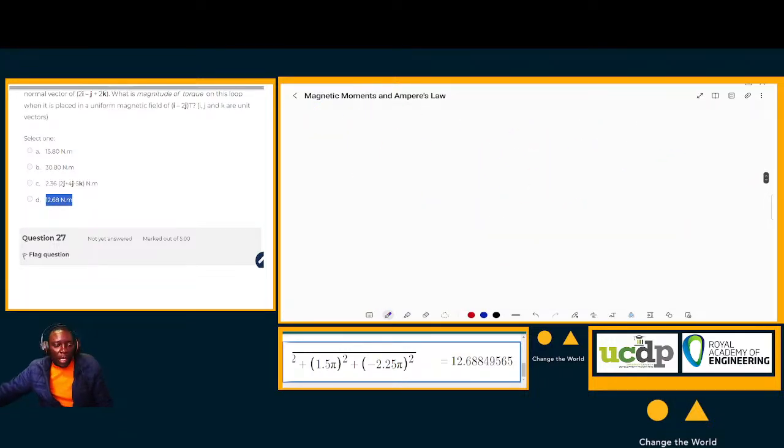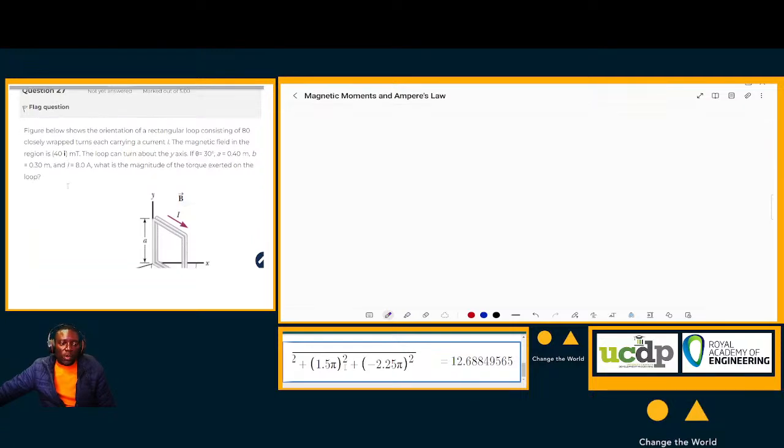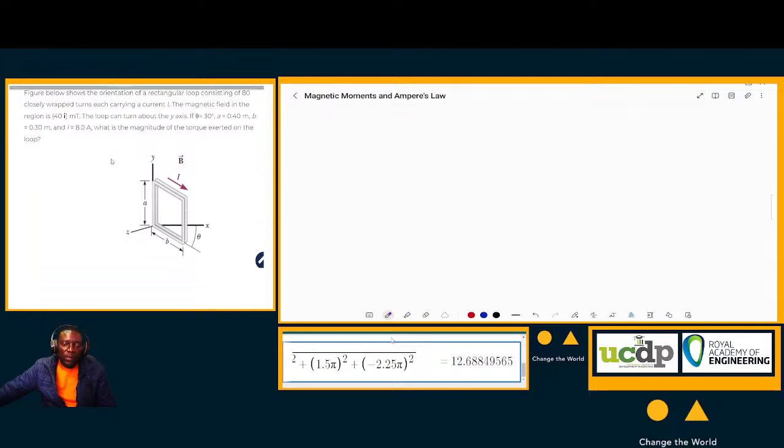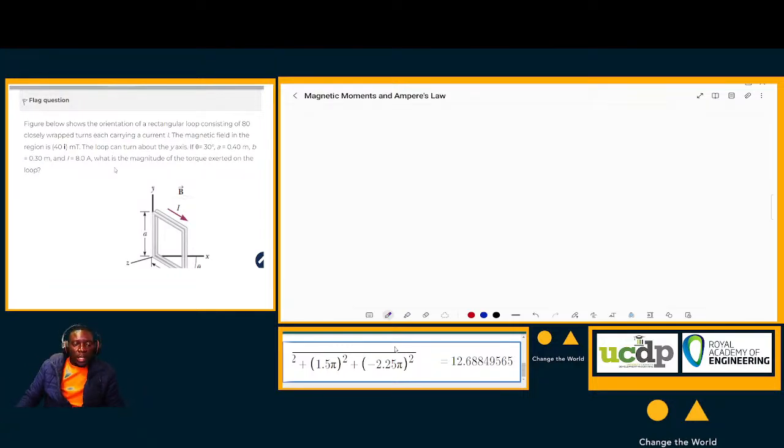Okay. Then the next question is question 27. The figure below shows the orientation of a rectangular loop consisting of 80 closely wrapped turns, each carrying a current I. The magnetic field in the region is 40 millitesla in the direction X, and the loop can turn about the Y-axis. If theta is 30 degrees, A is 0.4 meters, B is 0.3 meters, and I is 8 amps, what is the magnitude of the torque exerted on the loop? Okay, so that's an interesting one.